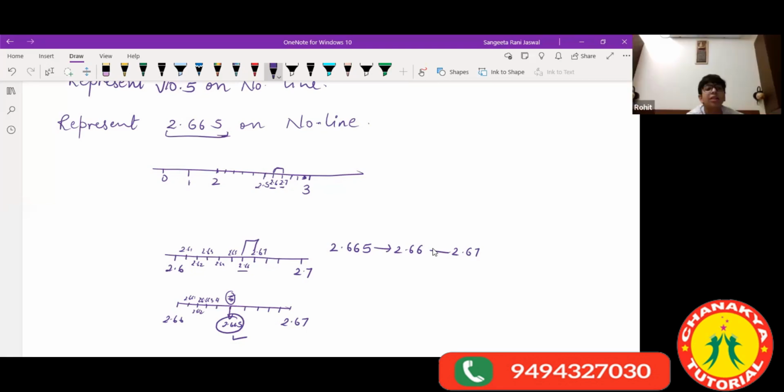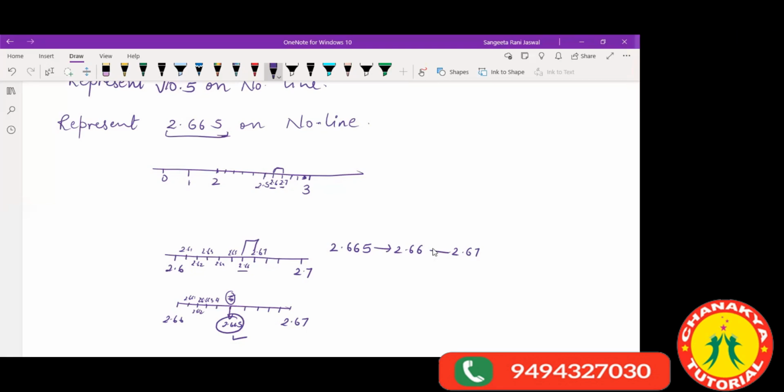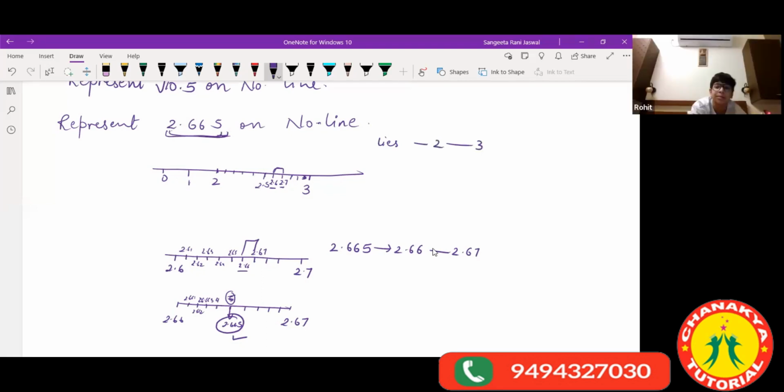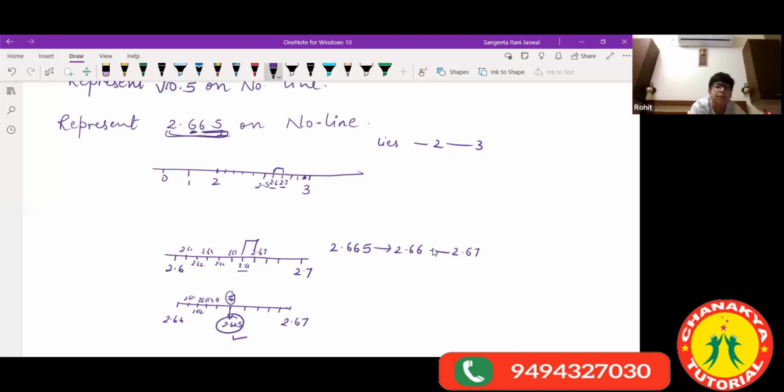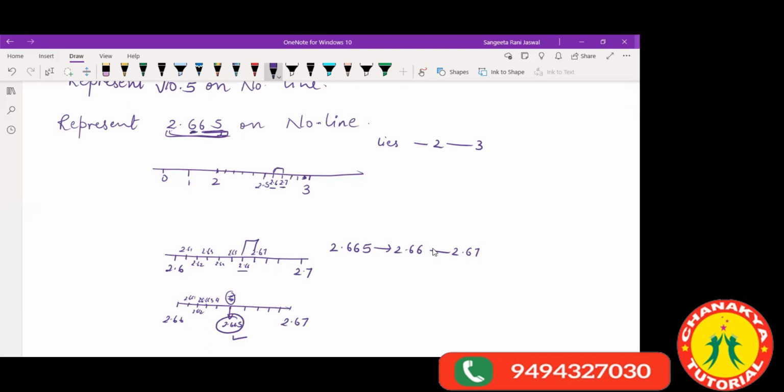Ma'am, can you explain it once more? Yes. See here. From here you can clearly see that this number lies between 2 and 3. So between 2 and 3 we have small divisions: 2.1, 2.2, 2.3, 2.4, 2.5, 2.6. Now when we have got 2.6, that means the rest of the number is greater than 2.6 and lies between 2.6 and 2.7.